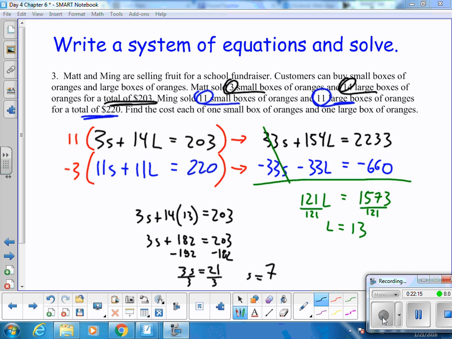Let's take a look here. When I multiply both sides, I ended up with some really big numbers. That's okay. Canceled out my S's. I simplified over here, ended up with a large box equal to 13. I substitute the 13 in either one of my equations, and I ended up with the small boxes being 7. And this works out. So small is 7, large is 13.